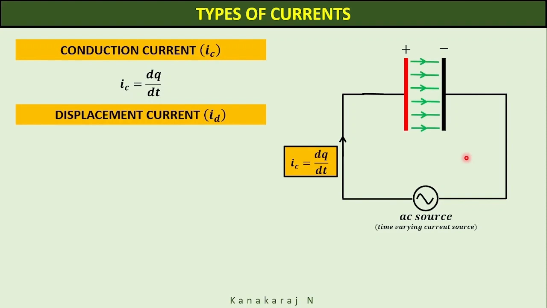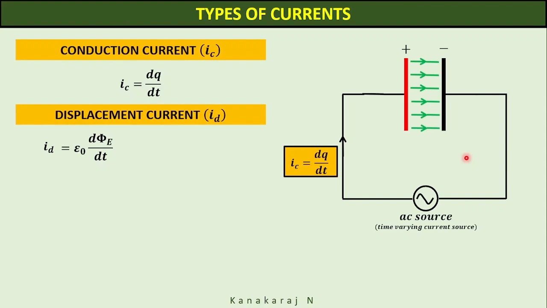That's called displacement current. So the conduction current formula is IC equals dq by dt, whereas the displacement current ID is given by epsilon naught d phi e by dt. Maxwell got this formula from Gauss law. We will be learning about it in our next video lesson. So ID equals epsilon naught d phi e by dt.